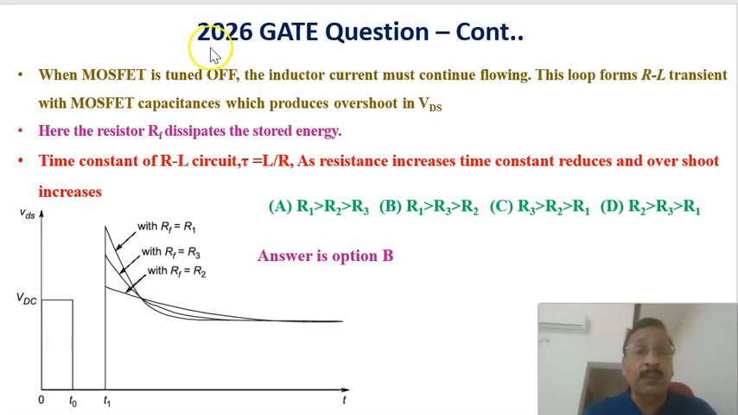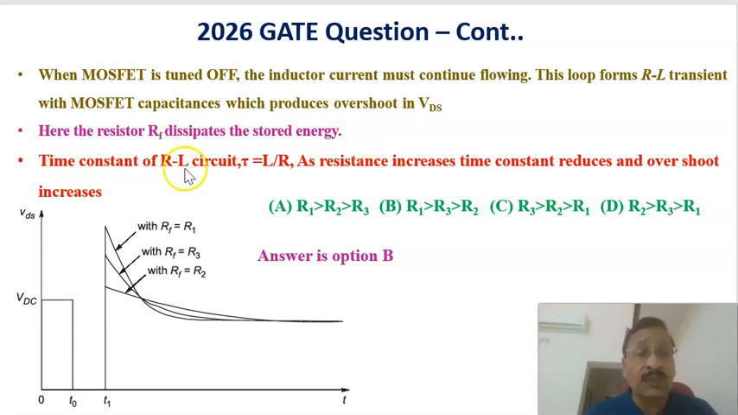Now continuing the same problem, the 2026 GATE question, the MOSFET is turned off. As already explained, the MOSFET is turned off at this instant. When the MOSFET is turned off, the inductor current must continue flowing in this loop that forms the RL circuit, since the inductance transients with the MOSFET capacitance produce an overshoot in the drain to source voltage. Here the resistance R1, that is RF, the feedback resistance, dissipates the stored energy.